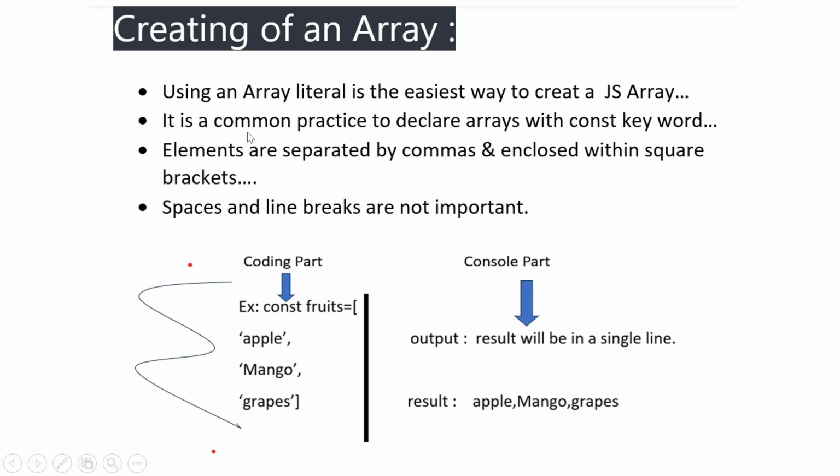We know that declaring an array with the const keyword is the best practice. Elements are separated by commas and enclosed within square brackets. We know that apple, mango, and grapes are the elements that will be separated by commas and enclosed by square brackets. Spaces and line breaks are not important. In this scenario, we can write apple on one line, mango on the second line, and grapes on the third line, but the output will still come in one line. Okay, so let's see how it works in VS Code.